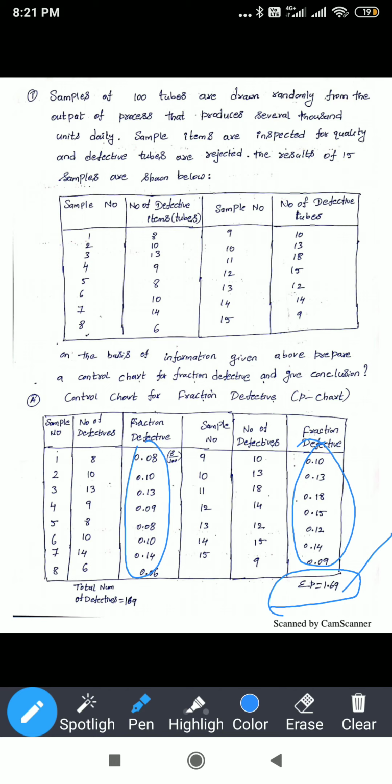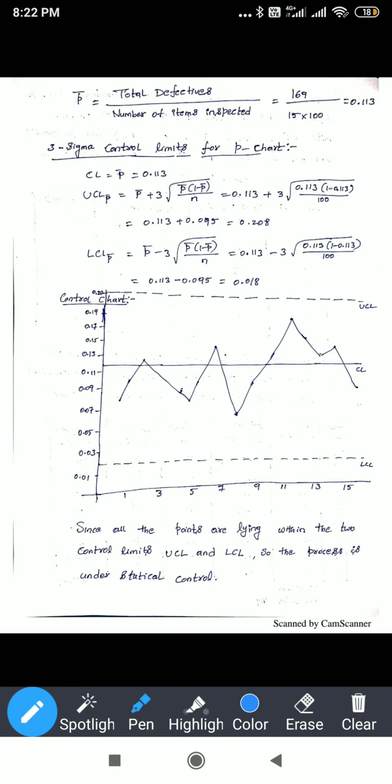So from the given data, we find the fraction defectives. Okay, now using the formulas we can find p bar. The formula is total defectives by number of items inspected. Just now we have calculated that total defectives is 169, and total items inspected.